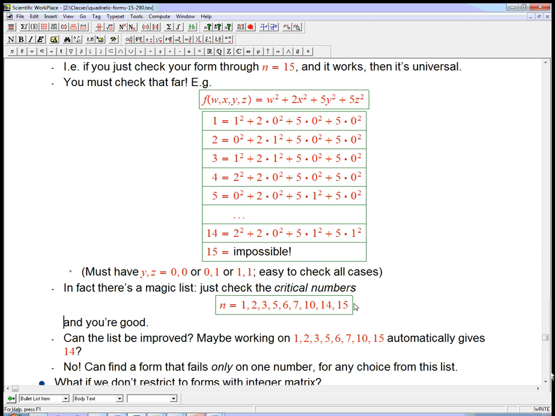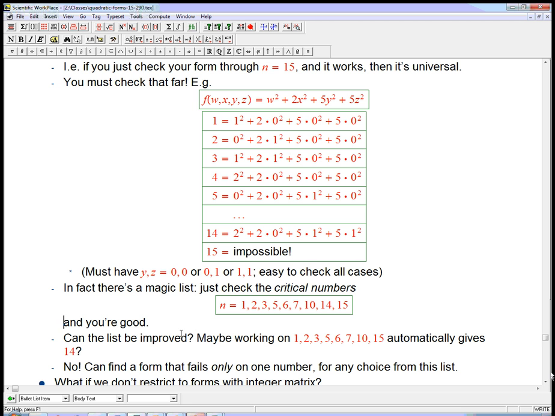So for any quadratic form you want, as long as it's from an integer matrix, so the cross terms have even coefficients, you just have to make sure that you can make 1, 2, 3, 5, 6, 7, 10, 14, and 15 out of that form. If you can, then it's guaranteed that you can make every other number, no matter how big. That's pretty cool. You can't get any weird counterexamples cropping up in the millions or billions or trillions as long as you've checked these nine numbers.